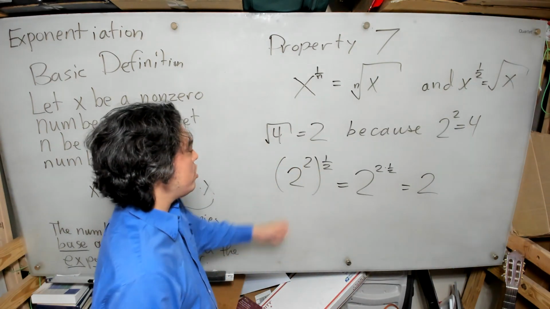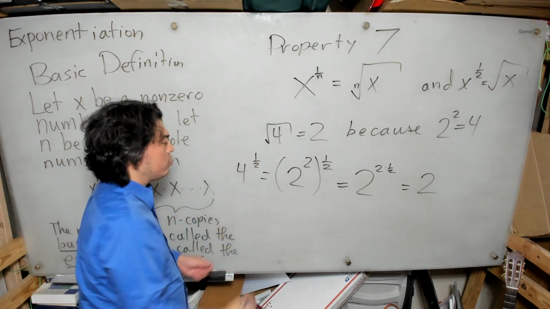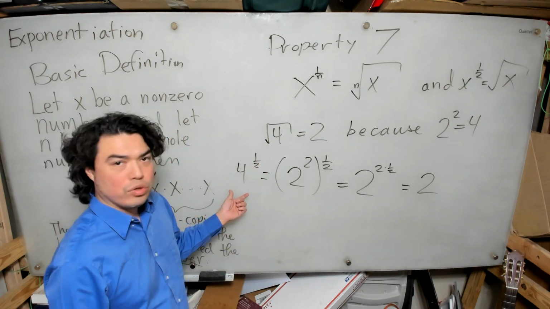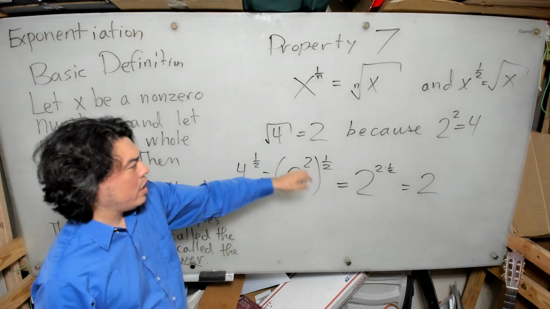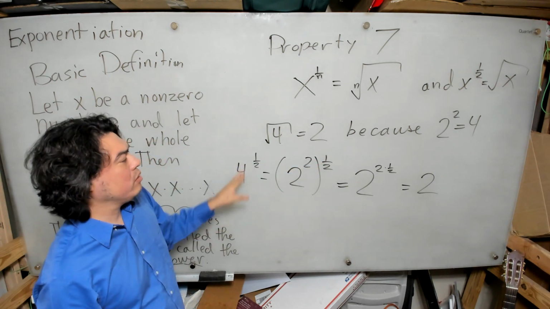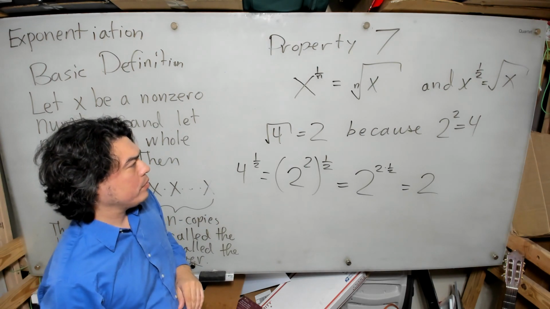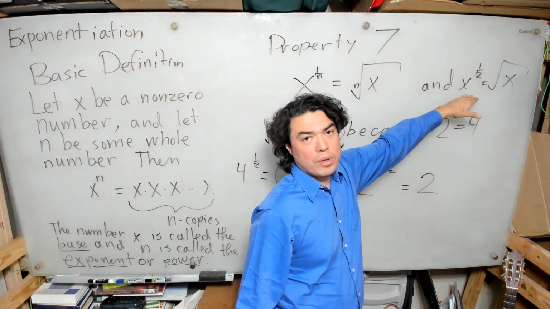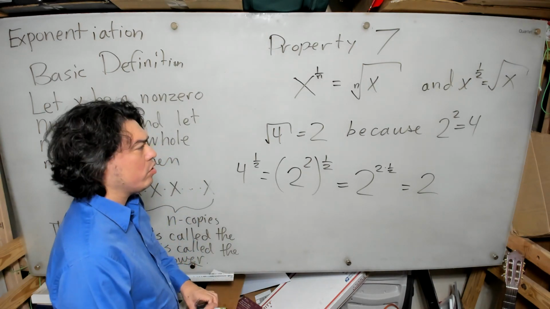But what is 2 squared? That's 4. So what I just showed you here is that 4 raised to the 1/2 power is 2. And we know that the square root of 4 is 2. So it is reasonable for us to believe that in fact this property makes sense. Okay. So now I'm going to give you another example.